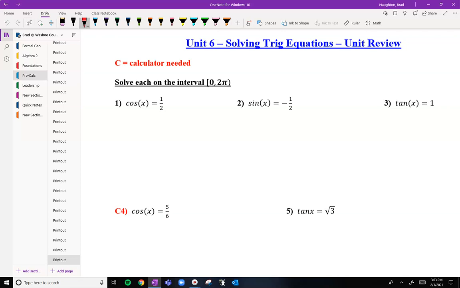So we're going to start with every time you see a C, that's going to be on the calc part. Remember, there's going to be a non-calc and a calc part, so be careful with that. So if you ever see a C, that's specifically calc. Everything else you should be able to do without a calculator.